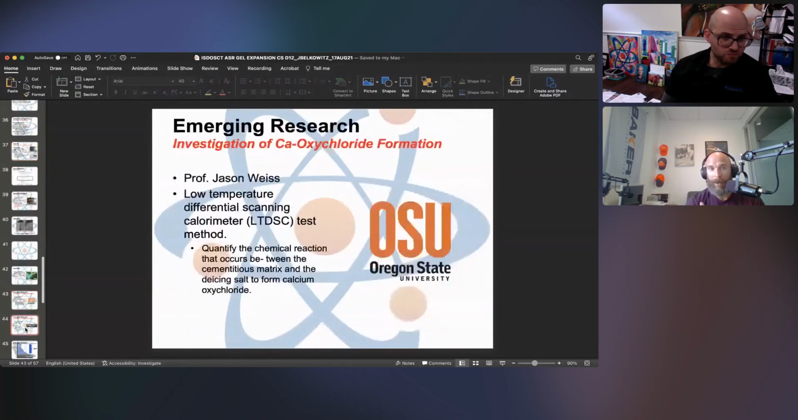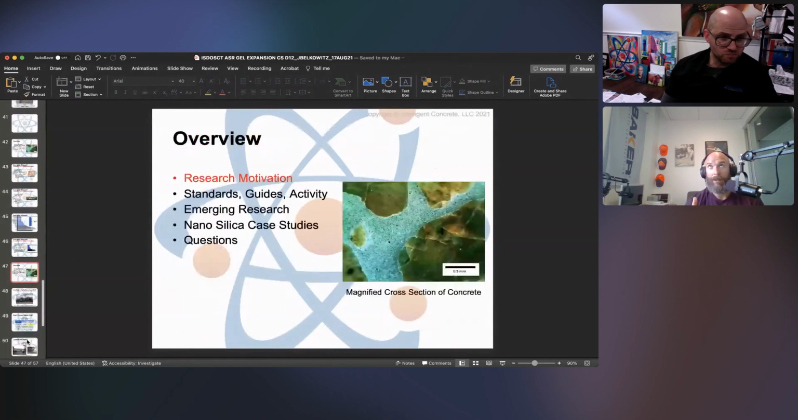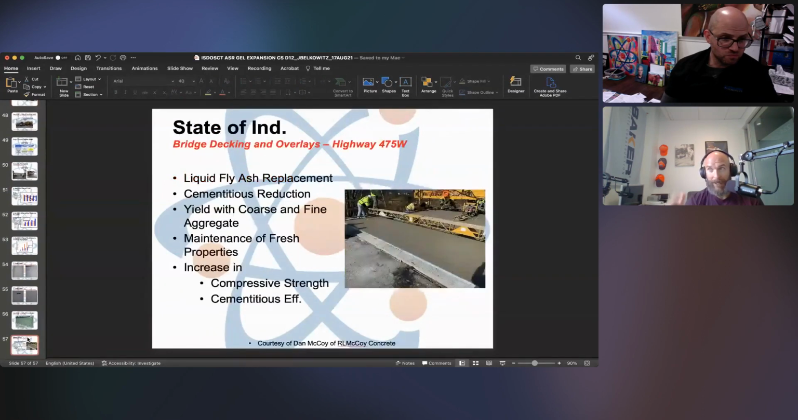What I guess with anything that we discover that it seems to be fantastic and we want to use it, is there a threshold, the amount that you can use, and then it becomes detrimental to the concrete? Especially when you're using nanosilicas that really are just folks taking it off the shelf.